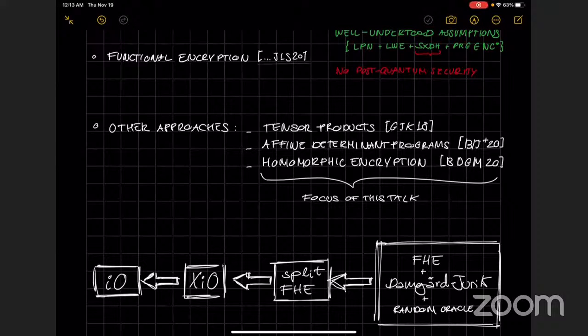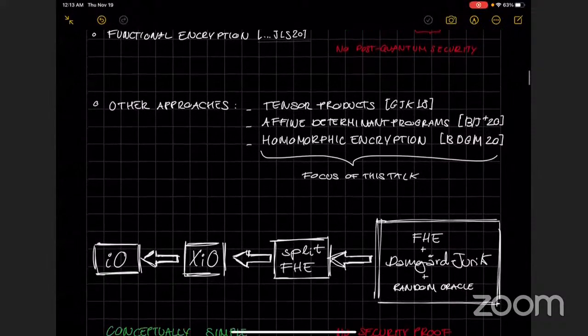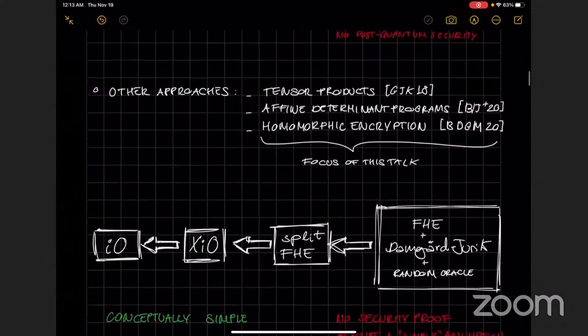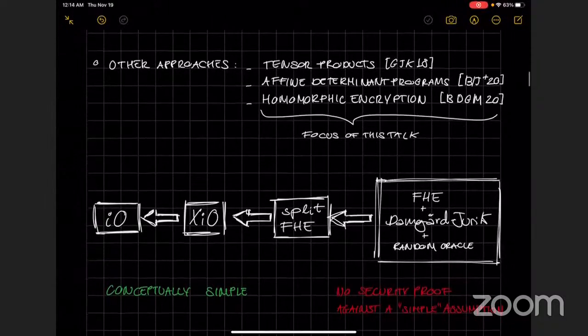The technical heart of the work was to give a construction of split FHE, a split fully homomorphic encryption scheme, based on an interplay of homomorphic encryption schemes, such as essentially any fully homomorphic encryption scheme, for example GSW, and the Damgård-Jurik encryption scheme. In addition, in this work they also needed a random oracle to prove some sort of security of their construction. And this was a big departure from the state of the art for constructing obfuscation.